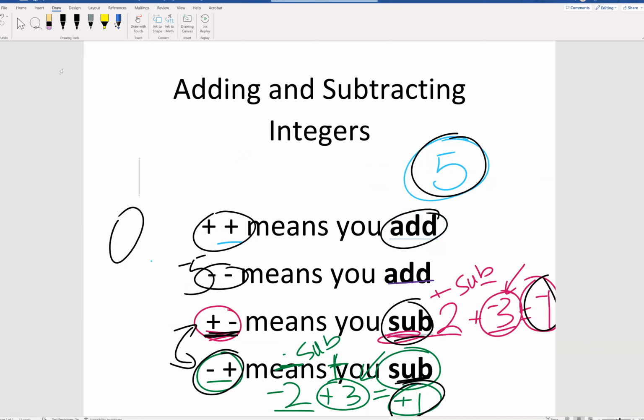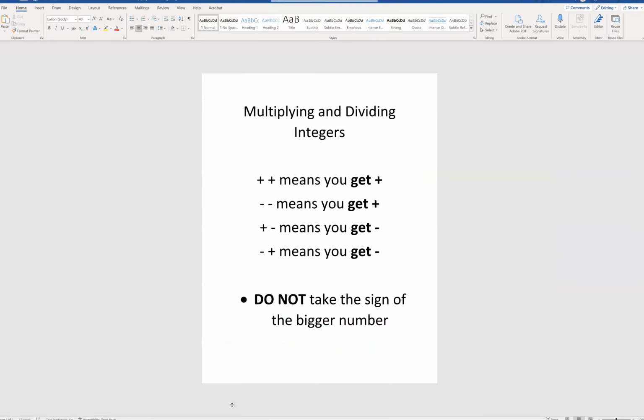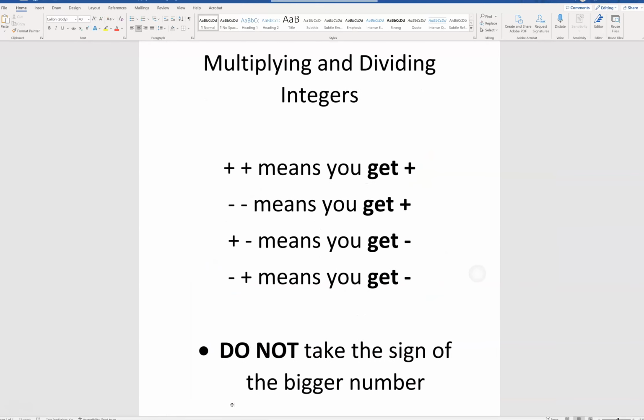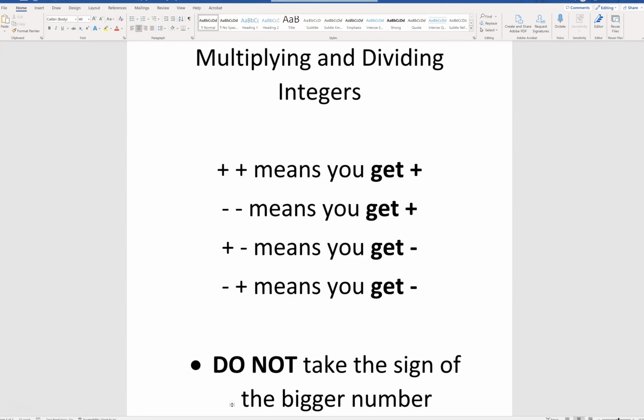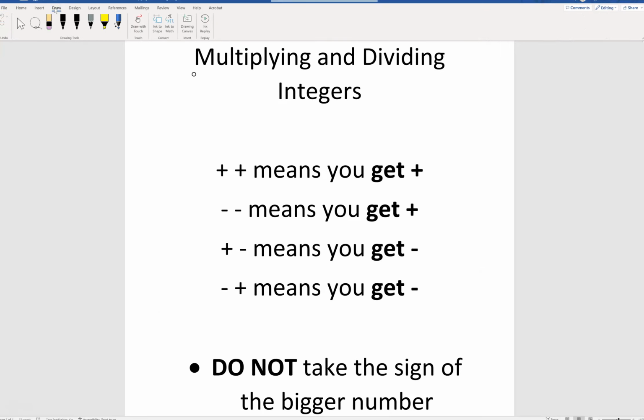All right, so we're gonna move on after this to our next problem. So we are going to work on multiplying and dividing integers. With multiplying and dividing integers, some students get very confused, but the rules are not the same as adding and subtracting. So please keep that in mind. For this one, I'll be going over all the differences.